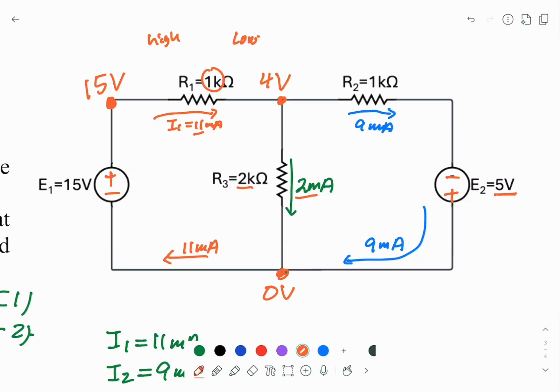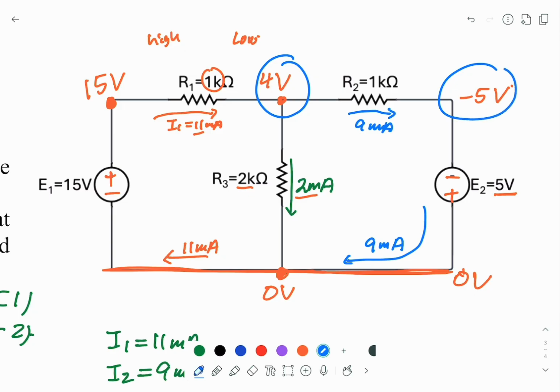How about E2? E2 is 5 volt, but because we force this one at 0 volt, so all the 9 milliamp here, they are 0 volt. So this also 0 volt. It means you have to force the other side as minus 5 volt. And if you look at here, this is positive 4, minus 5, so the potential difference is 9 volts. And if you look at 9 milliamp, 1K, the potential difference is 9 volt. Again, this is consistent.